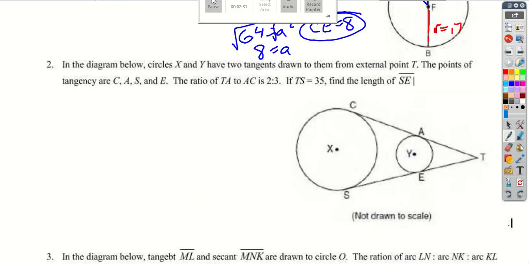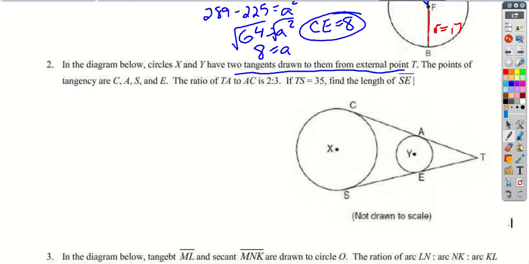All right, number 2, in the diagram below, circles X and Y have 2 tangent lines drawn from external point D. So this is essentially 2 hat rules, okay? So the points of tangency where you hit the circle are T, A, C, S, and E, and it says the ratio of TA to AC is 2 to 3. So whenever we see the ratio here, remember we're going to put x's on it. So TA is 2x and AC is 3x.